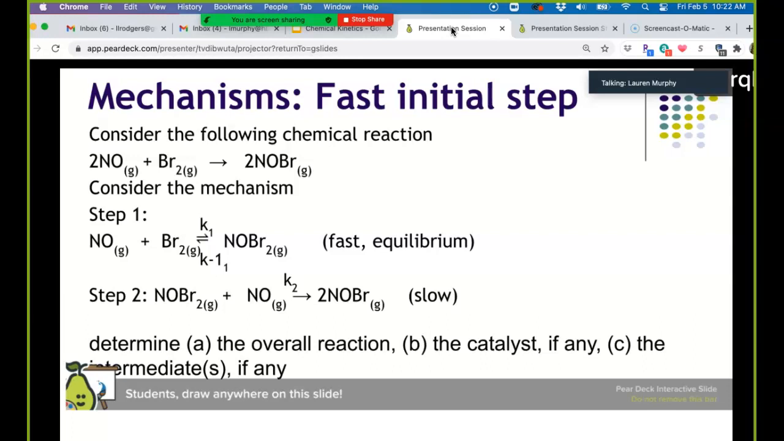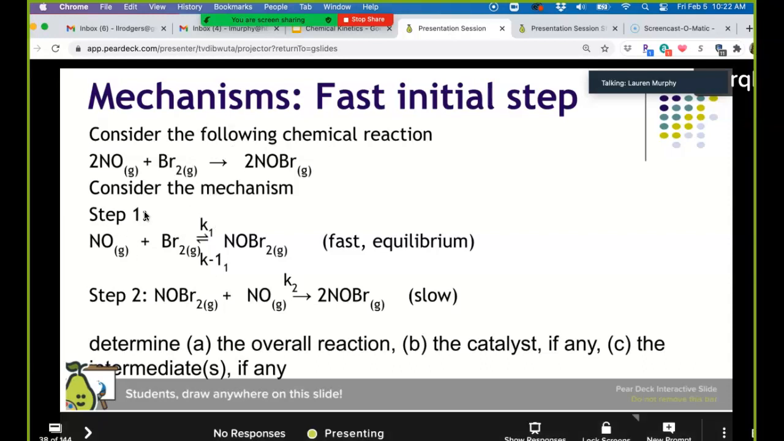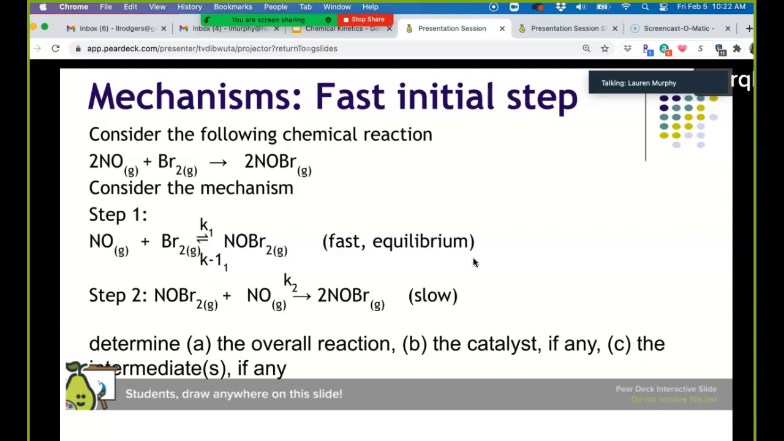Now, here's the problem. When the first step is not slow, you have to do more work. So we have this mechanism, step 1, step 2, and the first step is fast and the second step is slow. We'll talk about equilibrium in just a second. This double arrow does mean equilibrium, okay? The K1 means the rate law constant for the first step, and K minus 1 just means the rate law constant if you're going backwards, the other way, okay?